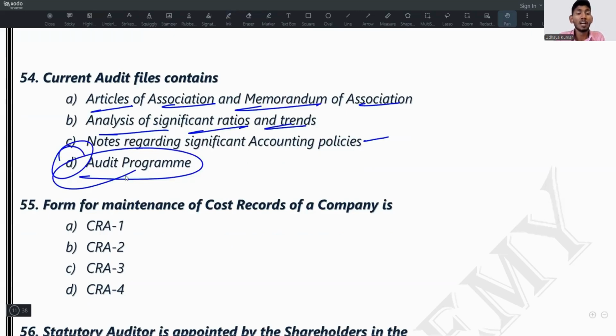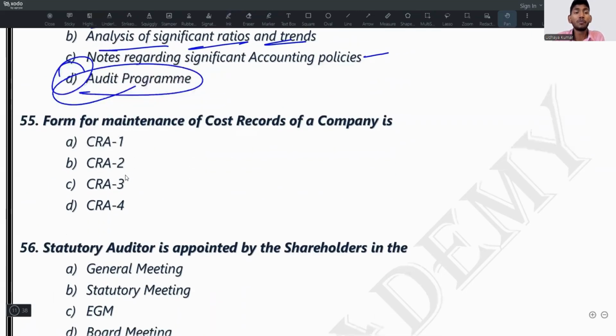Then question number 55. The form for maintenance of cost records of a company, which we discussed in the beginning itself in our regular classes, is CRA 1, right? Maintenance of cost records of a company.